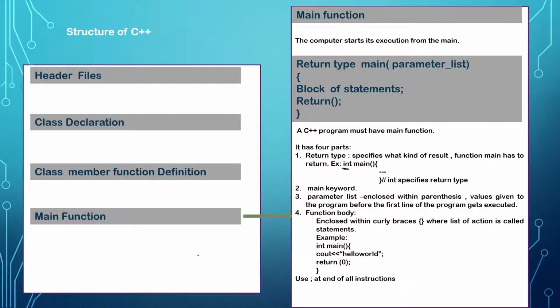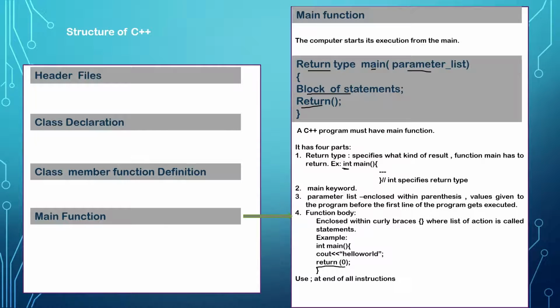This is the startup function. The compiler searches for the keyword main, and it starts execution from the function main. The syntax for main is return type, main, parameter list, a block of statements, and return 0. We will always return 0 at the end of execution. It indicates that this code has been executed successfully. So this is the structure of the main program.